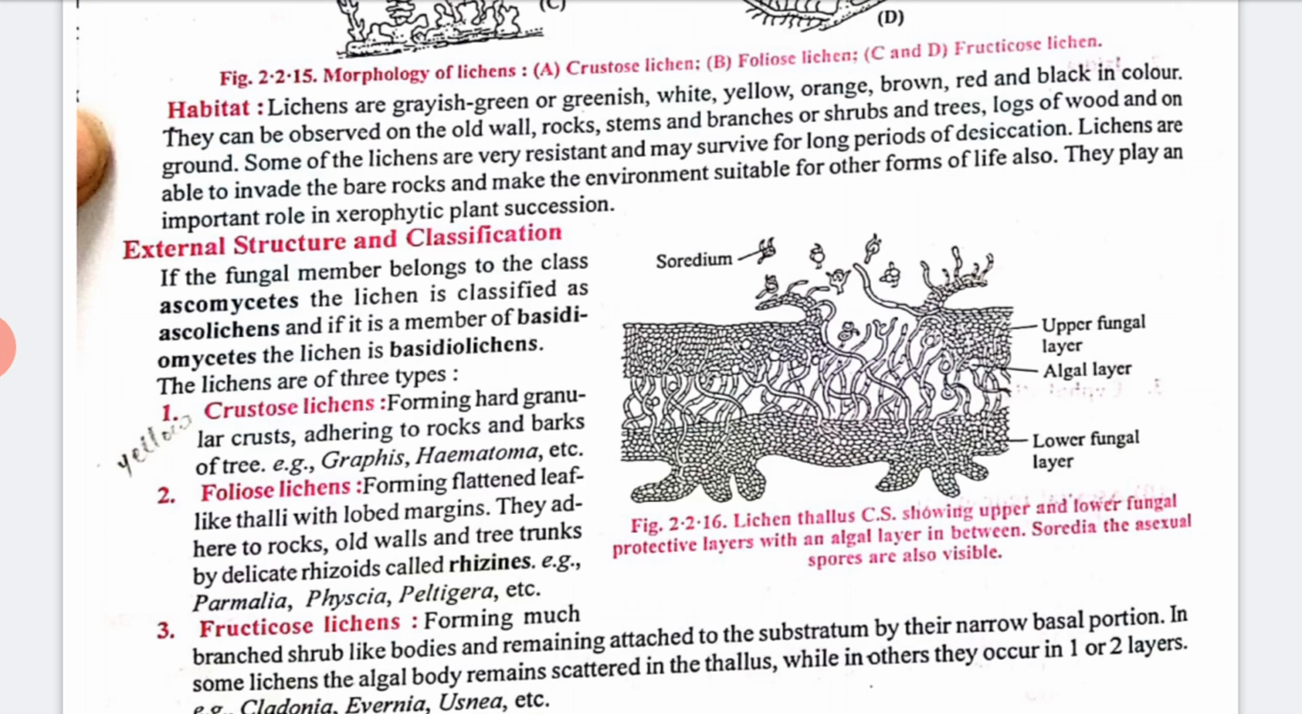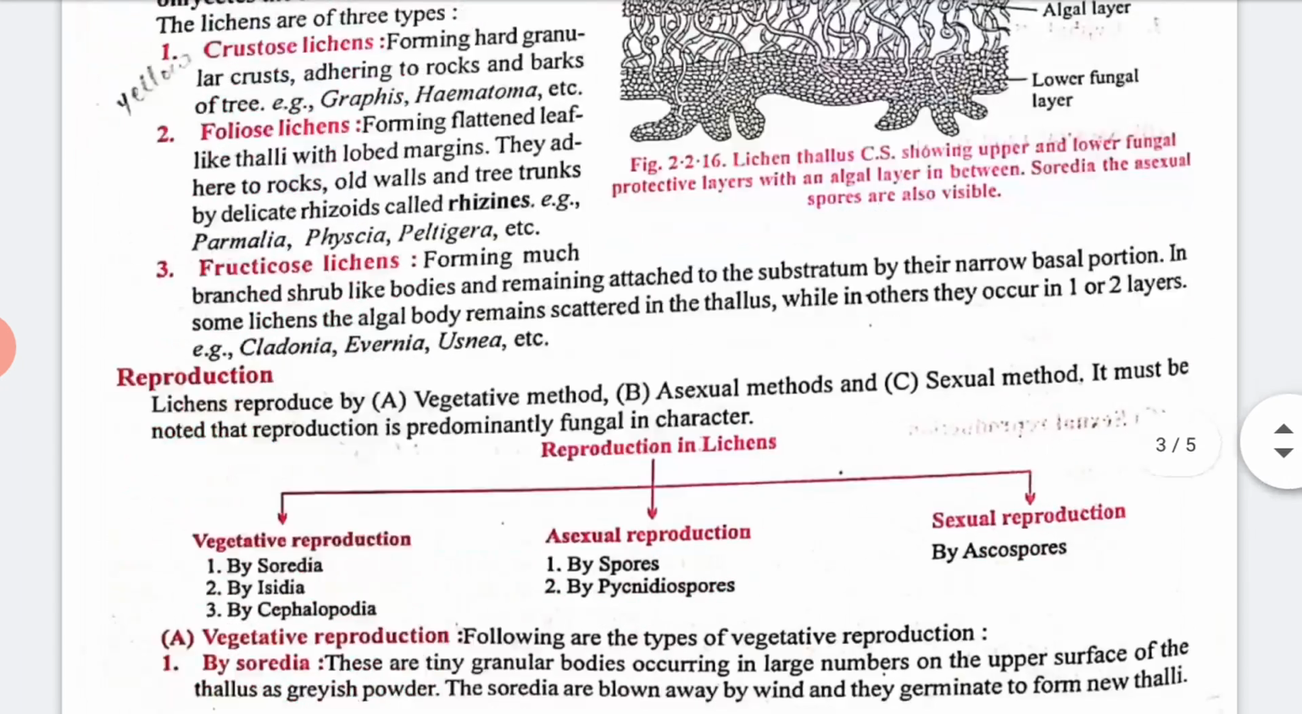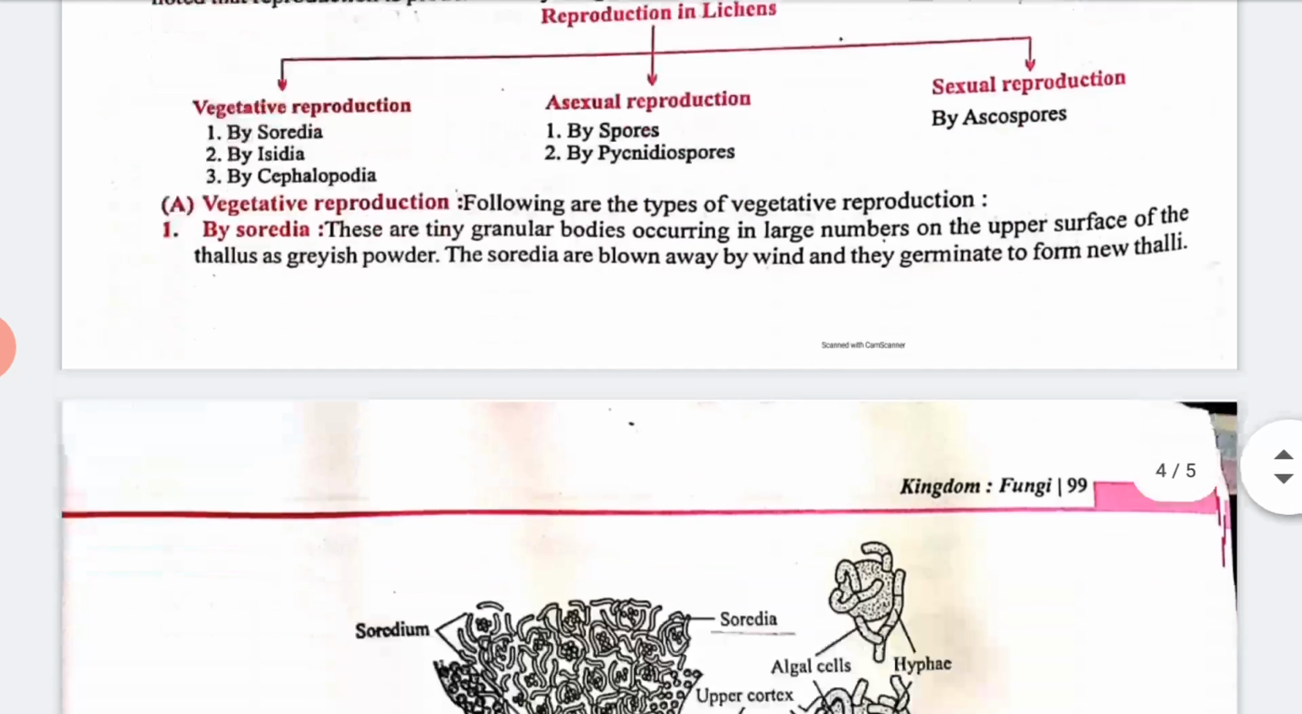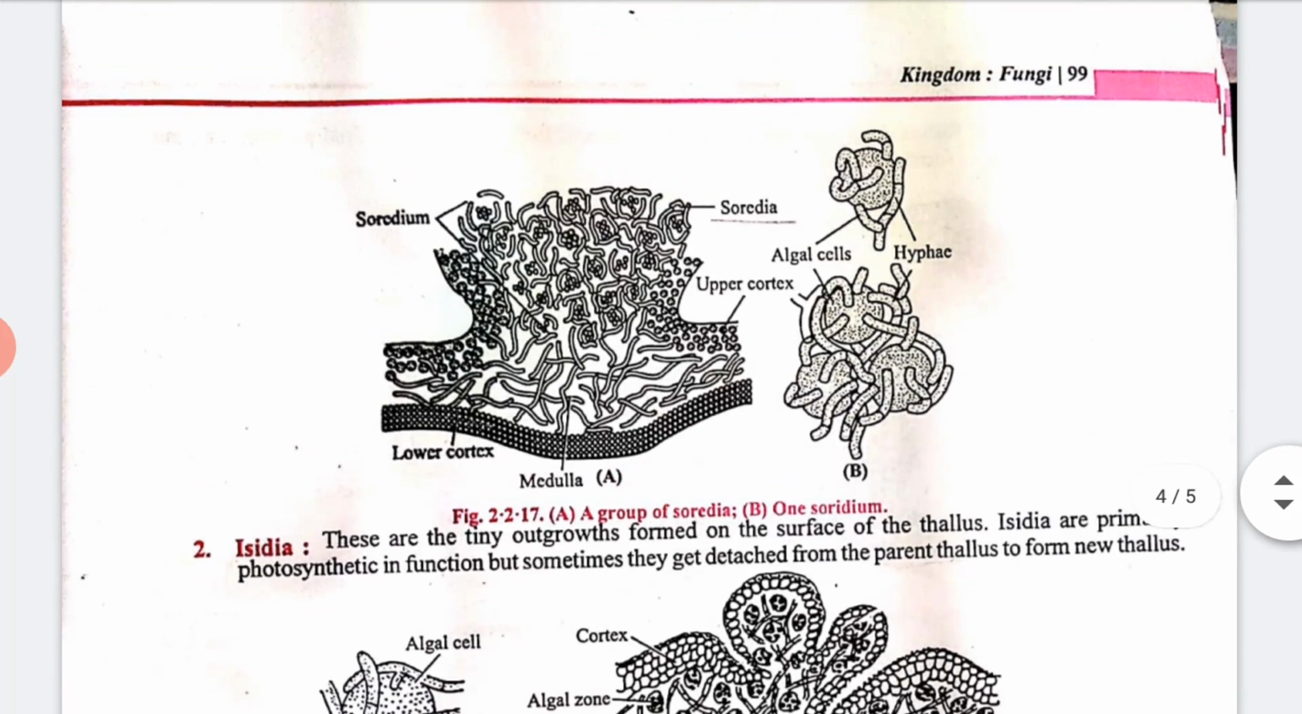Clear? Now, reproduction. Let us talk about reproduction in lichens. Generally there are three types of reproduction: vegetative, asexual and sexual. Let's start with vegetative, by soredia. Soredia are thin granular bodies occurring in large numbers on the upper surface of the thallus as grayish powder. I'll show you the structure also. See here, this is the figure.